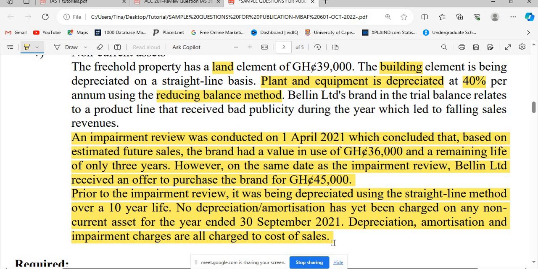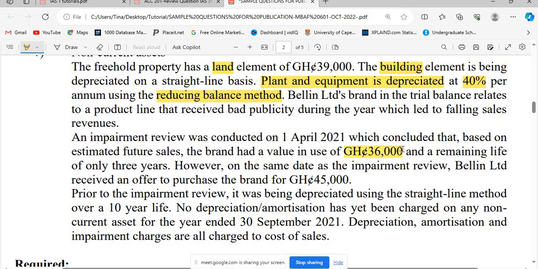An impairment review was conducted on 1st April 2021, which concluded that, based on estimated future sales, the brand had a value in use of 36,000 and a remaining life of only 3 years. However, on the same date as the impairment review, Berlin Limited received an offer to purchase the brand for 45,000. Prior to the impairment review, it was being depreciated using the straight line method over a 10-year life. No depreciation or amortization has yet been charged on any non-current asset for the year ended 30th September 2021. Depreciation, amortization, and impairment charges are all charged to cost of sales. Okay. Thank you very much.